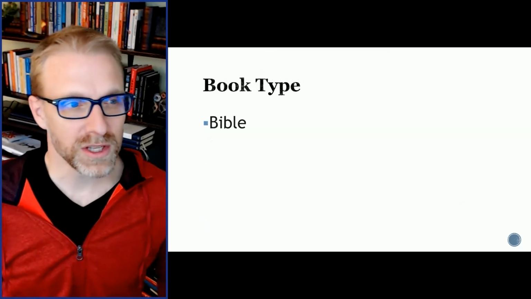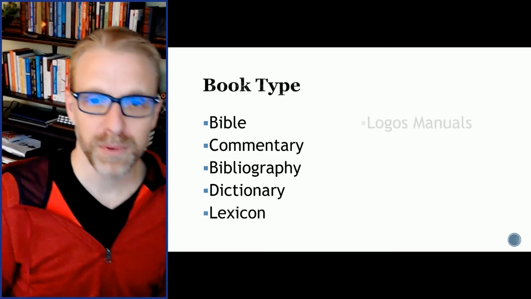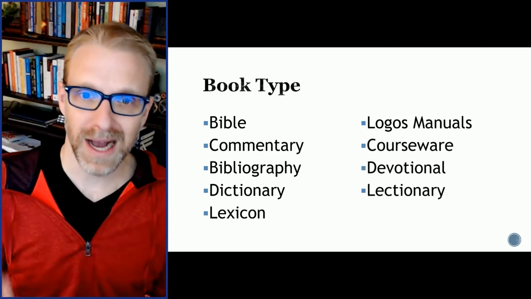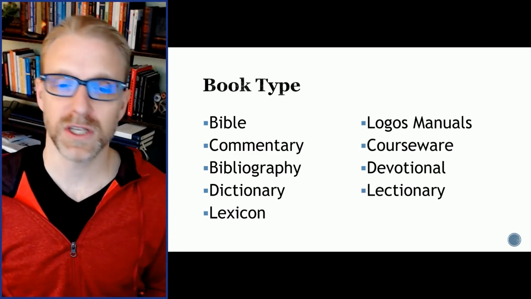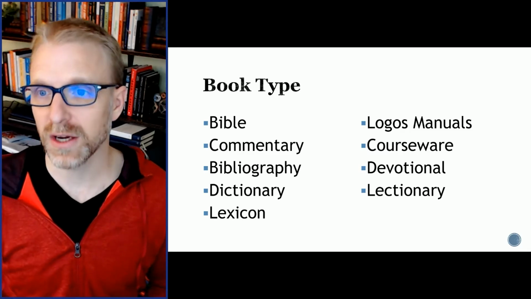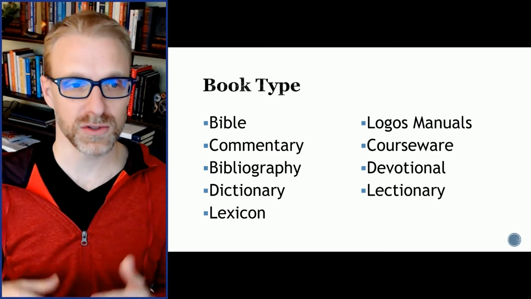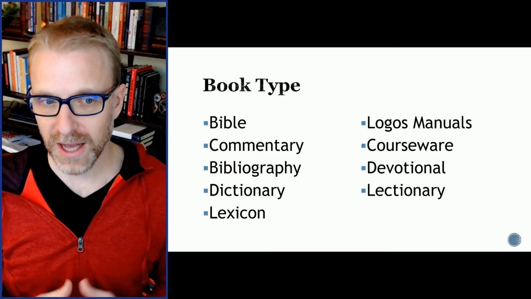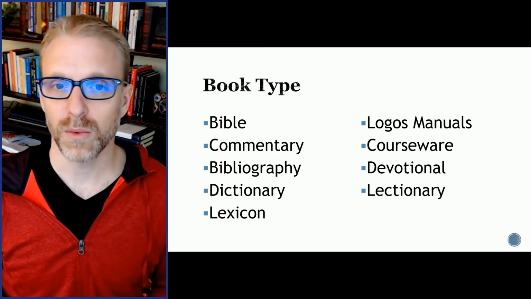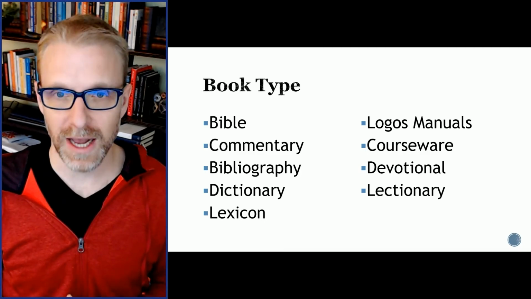So what do each of these mean? So book type is going to be things like Bible commentary, bibliography, dictionary, lexicon, lectionaries, courseware, Logos manuals, devotionals. Again, these are just examples. We'll provide an actual document for you that will have all of these laid out.